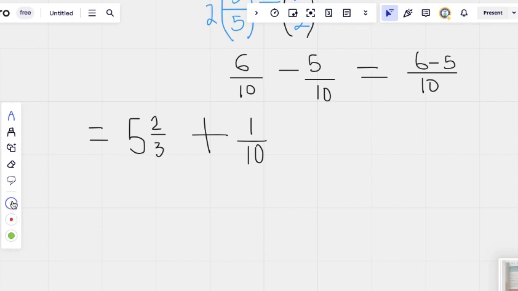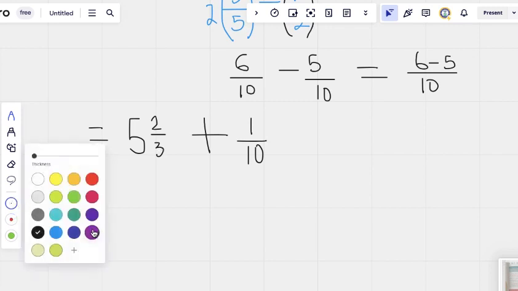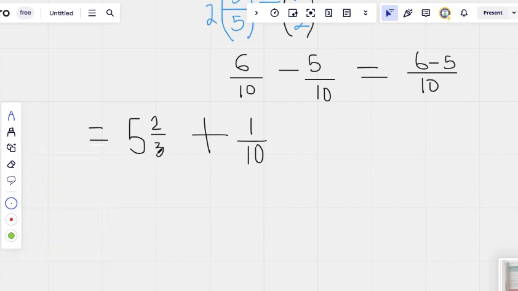We don't have to waste our energy or time. So we just go by saying 3 times 5, 15. 15 plus 2, 17, right? So we get 17 over the denominator, which is 3, plus 1/10.